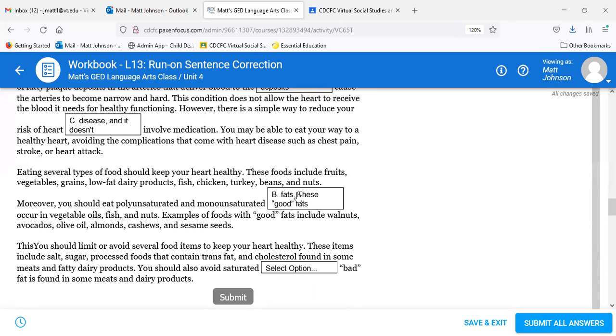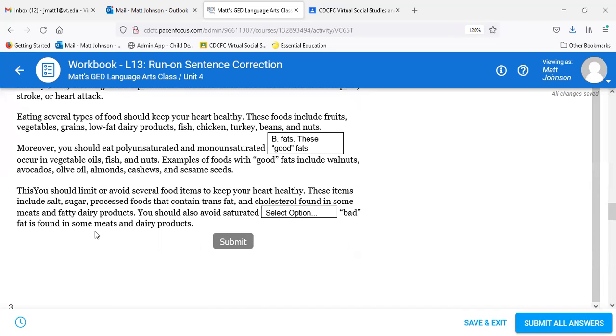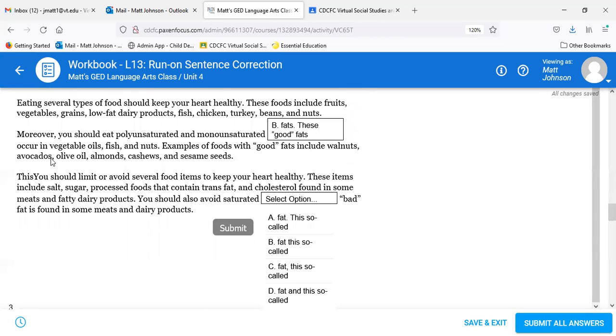Examples of food with good fats include walnuts, avocados, olive oil, almonds, cashews, and sesame seeds. You should limit or avoid several food items to keep your heart healthy. These items include sugar, processed foods that contain trans fat, and cholesterol found in some meats and fatty dairy products. You should also avoid saturated fat. Grace, what do we want to use here?